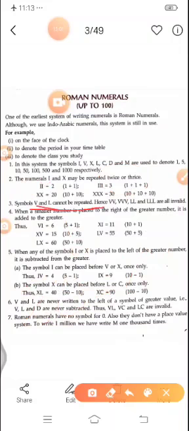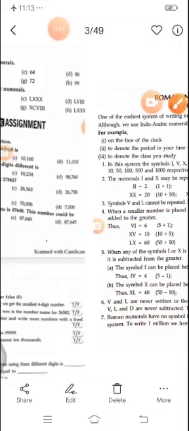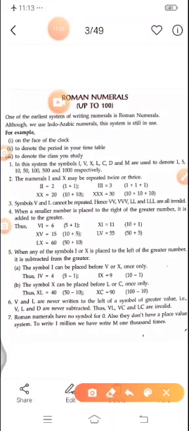Okay, now move to another rule: when a smaller number is placed to the right of the greater number, then it is added to the greater. Like when we write I to the right of the V, then it is known as 5 plus 1 equal to 6, and this is for 6.